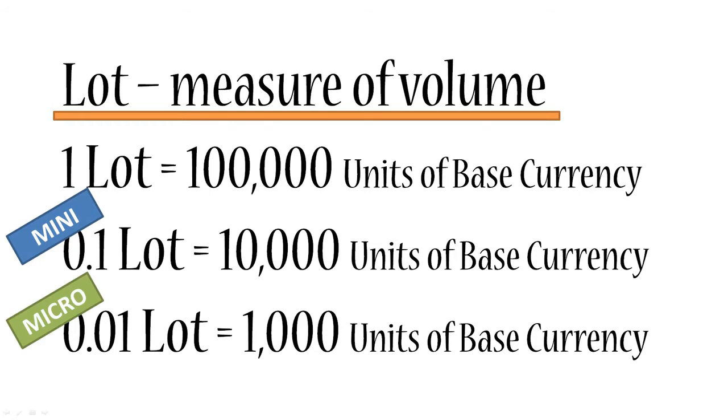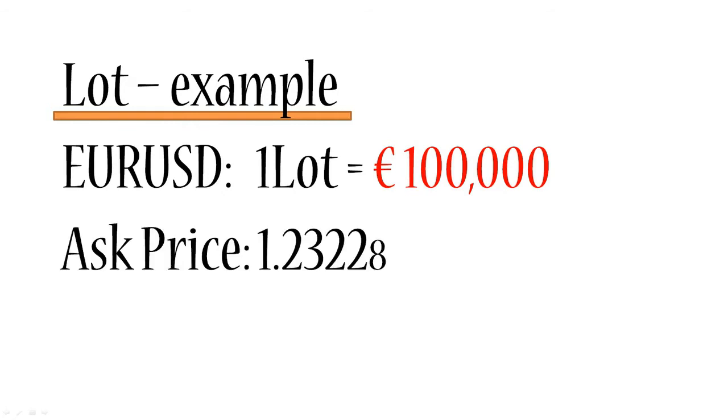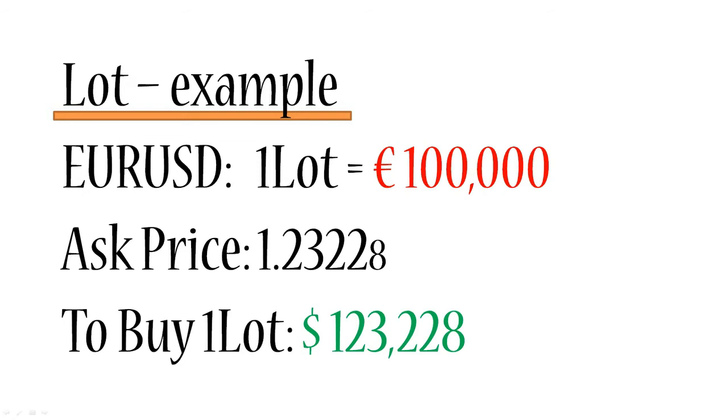So let's have a look at an example. For instance, you want to trade the euro dollar and you want to conduct a buy transaction with the volume of one lot. That means that you will be buying 100,000 euros in that one transaction. The ask price with your broker is currently 1.23228, and that means that in order to buy one lot of euro US dollar, you need 123,228 American dollars on your account.